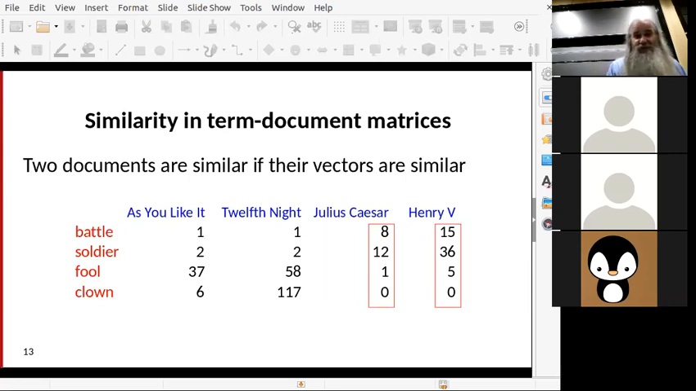Julius Caesar and Henry V are all about kings and Caesars, emperors, beating each other up and trying to take over the throne, because that's what kings do. Well, actually, let's be fair, that's what stories about kings do. Kings often don't end up doing that. They always end up in exile.